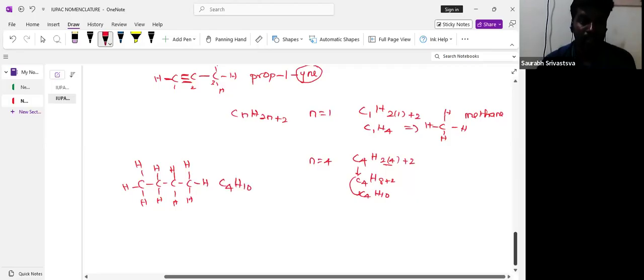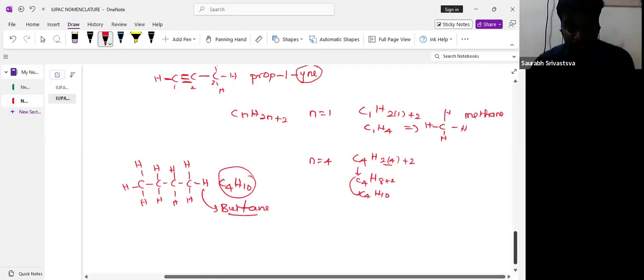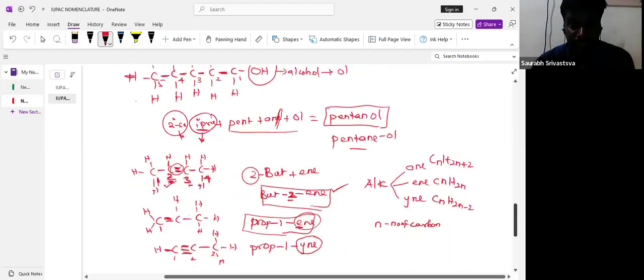Then it is called butane. The suffix is ane, so we write butane. Yes, correct, sir. Then the general name, what is that? Alkane, A-L-K-A-N-E. Then the general formula is CnH2n+2.